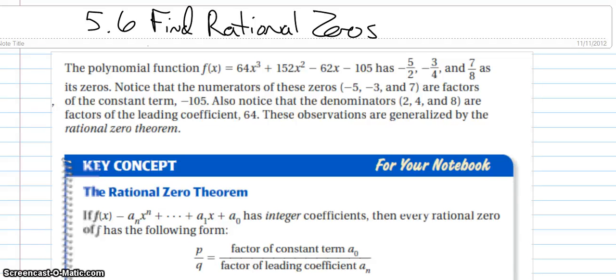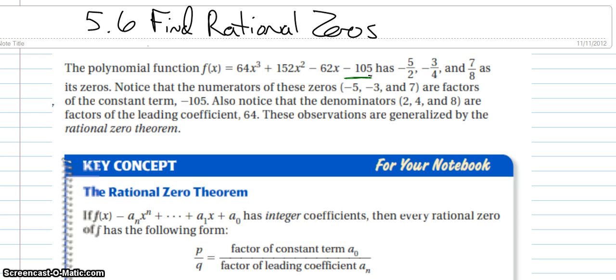Today we're going to talk about Chapter 5, Section 6 in our book, Finding Rational Zeros. So, we see a polynomial function, and I'm telling you that it has the following zeros. It has negative 5 halves, negative 3/4, and 7/8 as zeros. Now, you may or may not notice, but the numerators of these are factors of our constant term, that negative 105, and our denominators, 2, 4, and 8, are factors of the leading coefficient, 64.